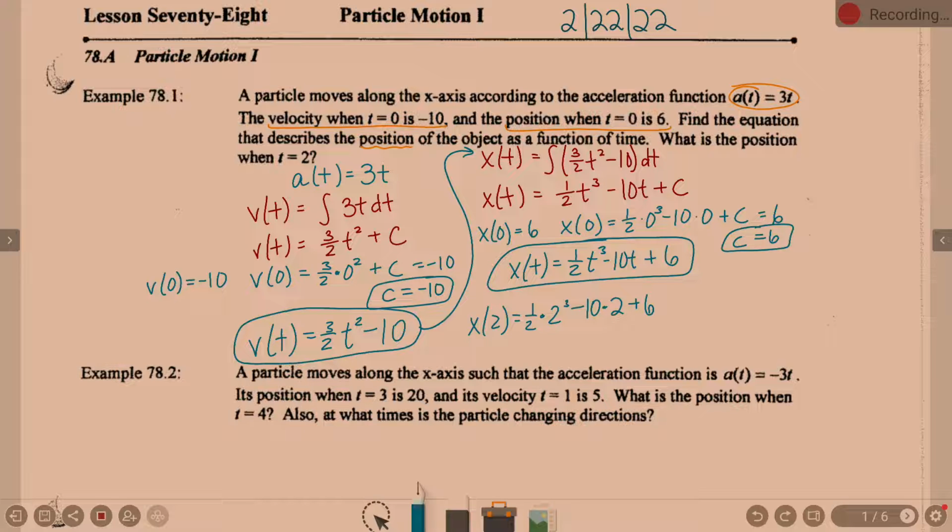4 minus 20 plus 6, negative 10. And we do meters because it didn't give us anything. Or units. When it doesn't give you anything, it is just a generic units if you need a label.